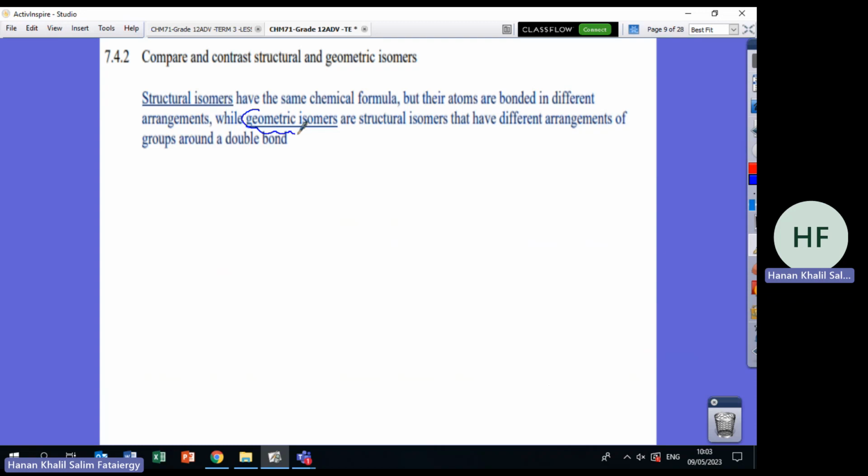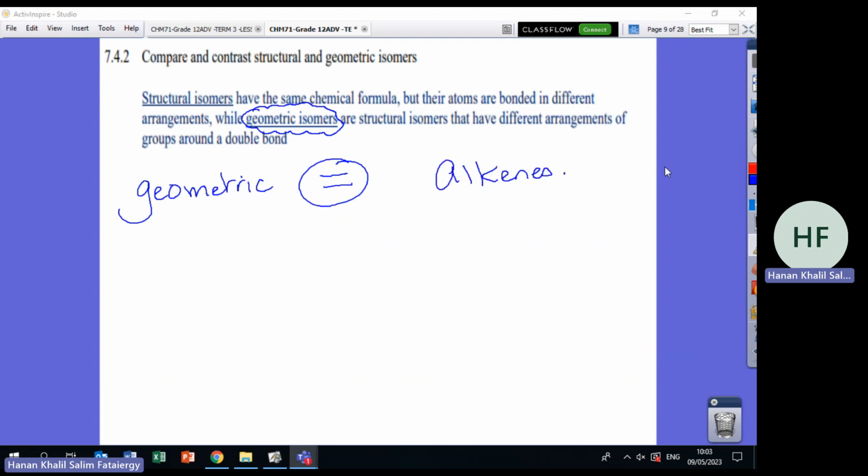Now we come to the second one, which is geometric isomers. One of the conditions for geometric isomers is that I have a double bond only. So geometric isomers are only for alkenes. Okay? Now if I give you this structure, C4H8, this is an alkene. How do you know this is an alkene? Because it follows the rule CnH2n. Here I have 4 carbons, 1, 2, 3, 4. I have a double bond, and the double bond will be in the middle.